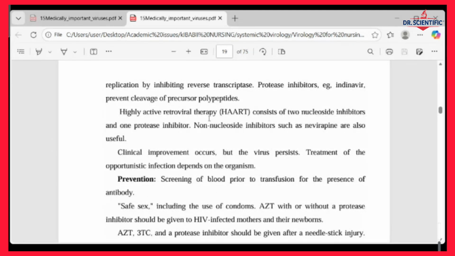So highly active antiretroviral therapy (HAART) consists of two nucleoside inhibitors and one protease inhibitor. Non-nucleoside inhibitors such as nevirapine are also useful depending on the recommendation of the doctor, after assessing the severity of the infection. So clinical improvement occurs, but the virus persists. Treatment of the opportunistic infection depends on the organism.